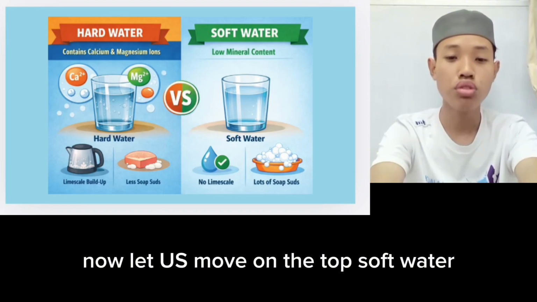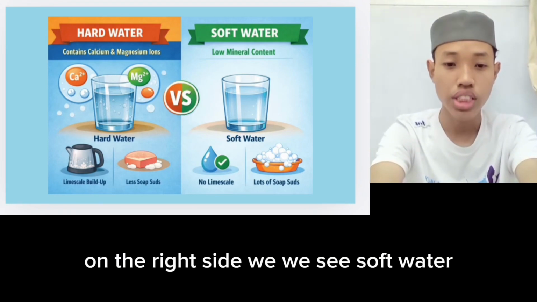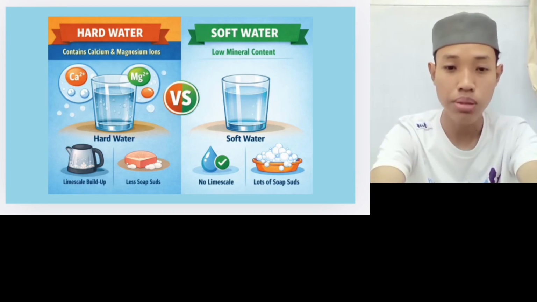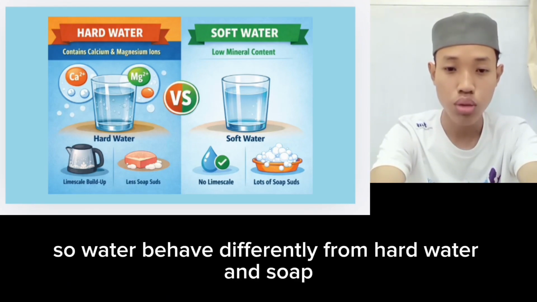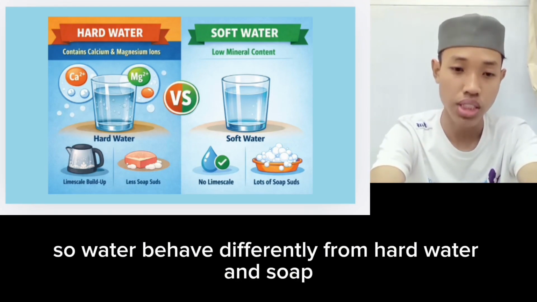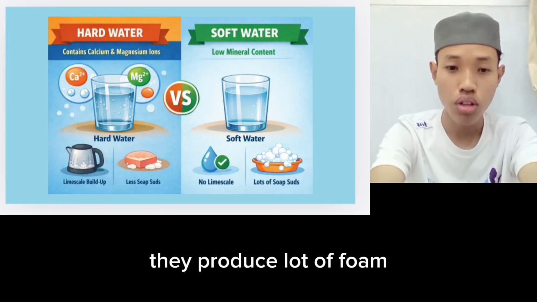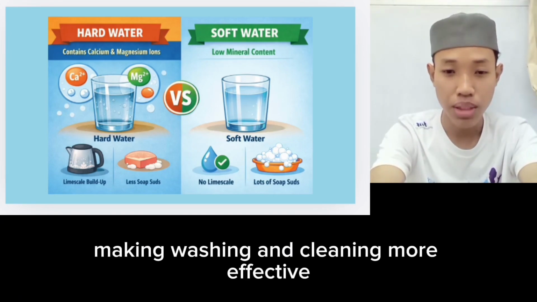Now, let us move on to the types of water. On the right side, we see soft water. Soft water has low mineral content, which means there are very little calcium and magnesium ions present in the water. Because of the low mineral content, soft water behaves differently from hard water. When soap is used with soft water, it produces a lot of foam, making washing and cleaning more effective.